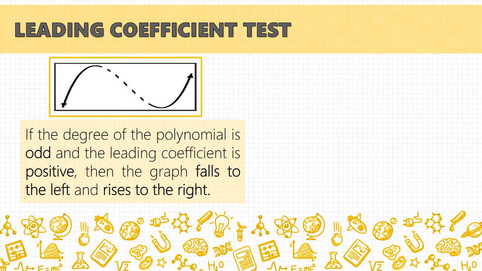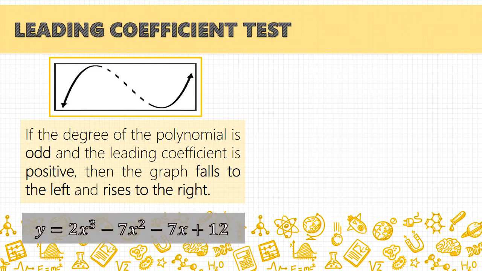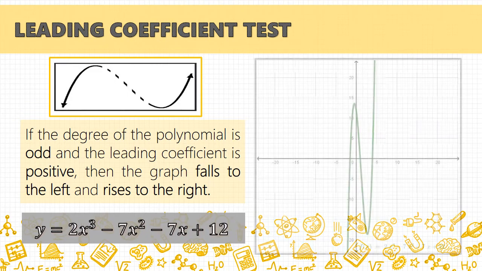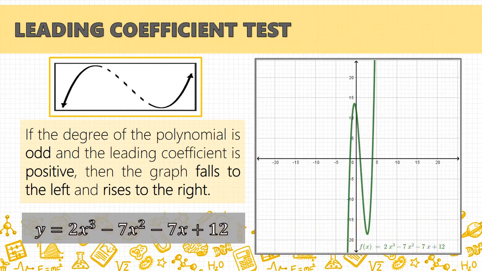Example is y is equal to 2x cubed minus 7x squared minus 7x plus 12. Its graph is shown on the right. Its degree is 3 and its leading coefficient is 2. The graph falls to the left and rises to the right.